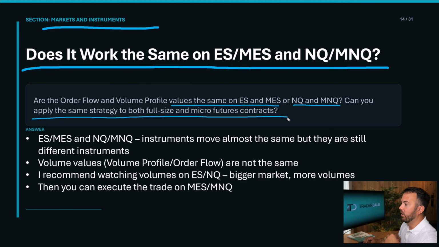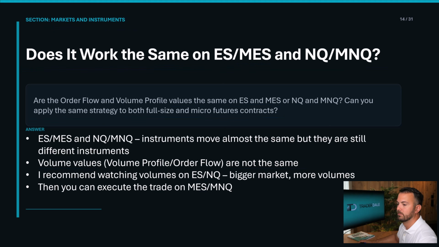The instruments are almost the same, but you need to keep in mind that they are still different instruments, okay? Volume values, for example, for the ES and the micro ES will be different. They are not the same instrument, okay? What I recommend is watching the volumes on the ES and NQ because they're bigger markets with more volume. It's the main market. And then if you want, you can execute trades on the micros. All right, but the main market to do your analysis on should be the ES and the NQ.